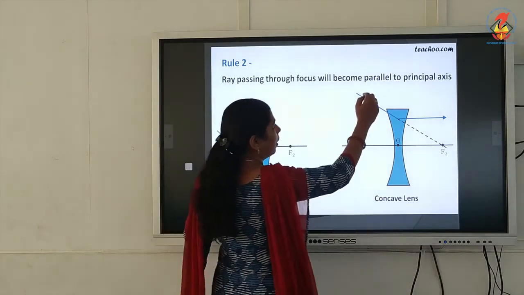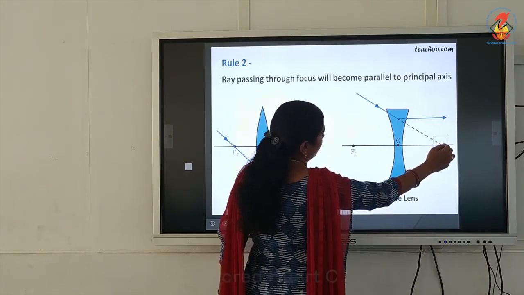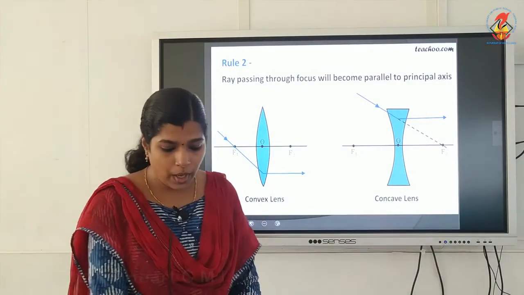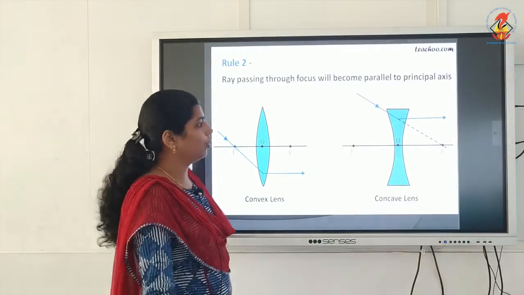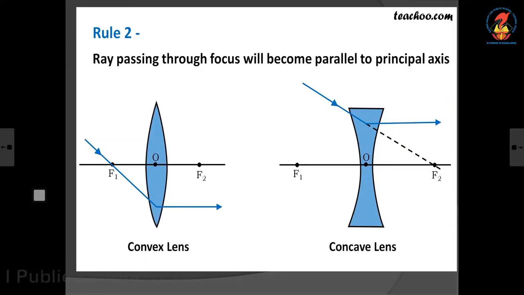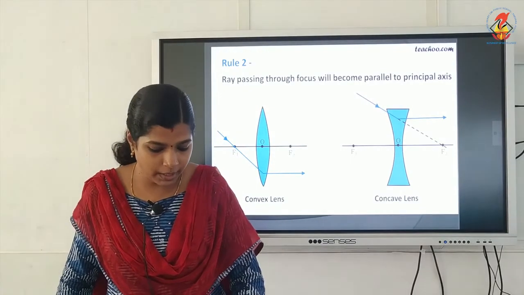A ray of light passes through the principal focus. It appears to come from the principal focus, or it appears to travel through the principal focus. After refraction, it's parallel to the principal axis. This one is the principal axis. So, after refraction, this ray is parallel to the principal axis. That is the second rule. So, in your textbook, page number 179, mark it.